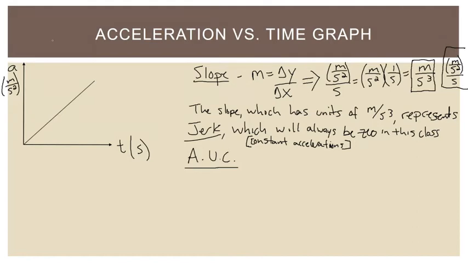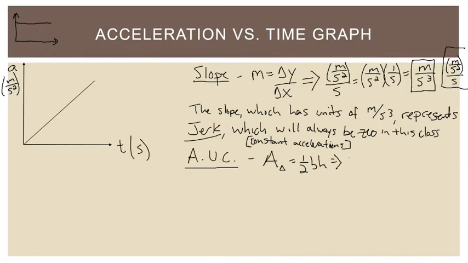You're never going to see an acceleration graph that looks like that. At least for the AP test material, it'll always look like this, because the slope is going to be 0. Now, clearly, the area under the curve, this is the exact same graph, so it's a triangle. So we have 1/2 base times height.